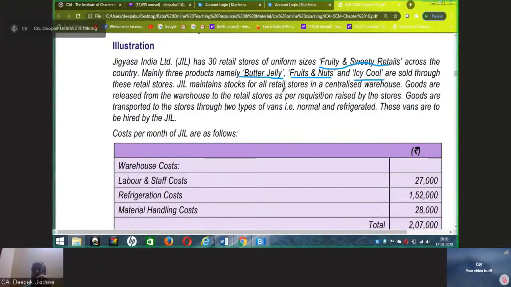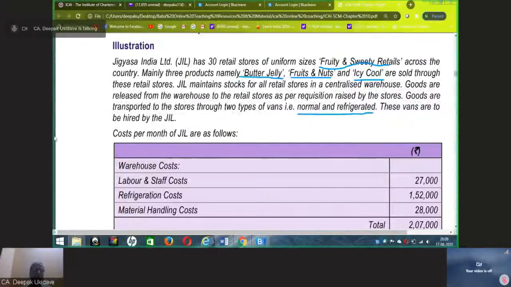Company maintains stock for all the retail stores in a centralized warehouse. All 3 item stocks are kept in a central warehouse. Goods are released from the warehouse to the retail stores as per requisition raised by the stores. So retail stores will raise the requisition, and based on that, goods will be released from the warehouse. Goods are transported to the stores through 2 types of vans, normal and refrigerated. These vans are to be hired by the company. So the company has to incur cost on account of transportation also. We have to apportion or allocate these costs of transportation, warehousing, etc. to the 3 products, butter jelly, fruits and nuts, and icy cool, using different bases.